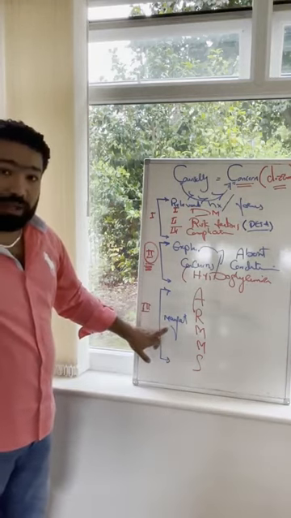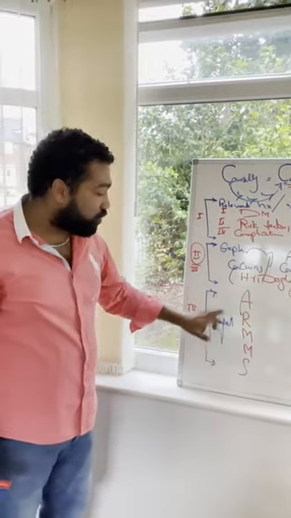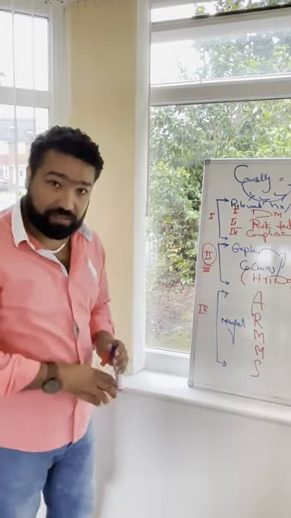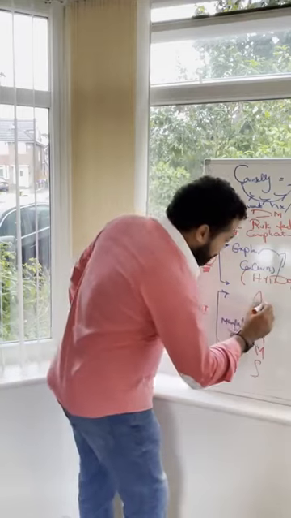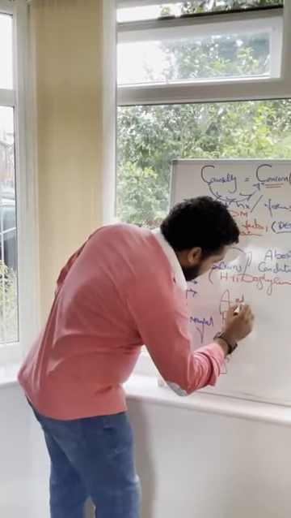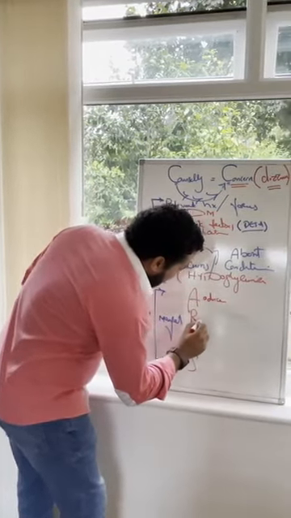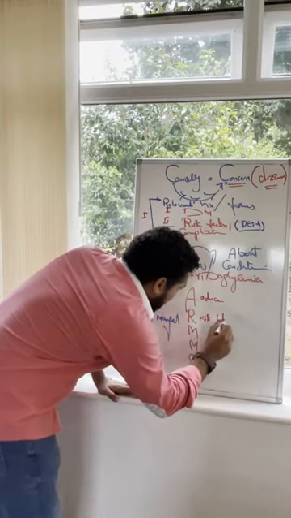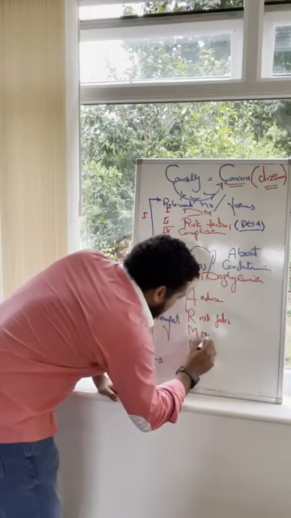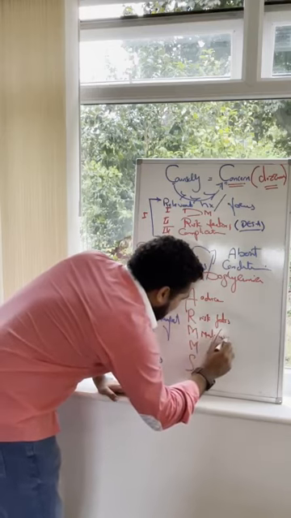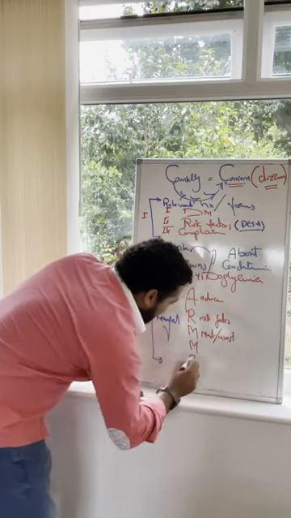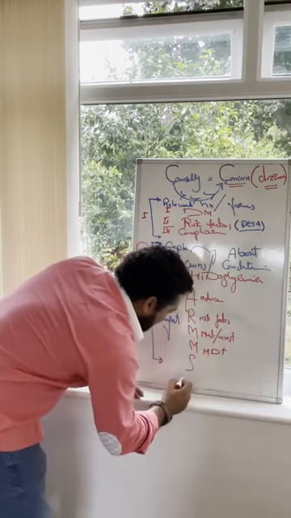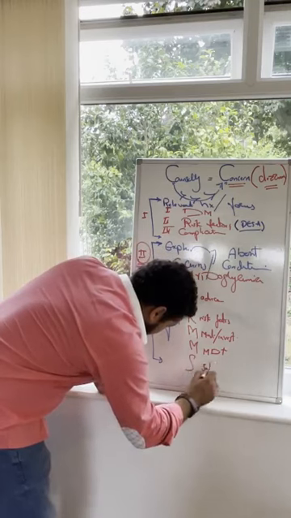Management in counseling stations, simply I will use ARMS. As you can see, ARMS. A for advice. R for risk factors. M for medication as well as investigation. The second M for multidisciplinary team, MDT, and S for safety netting.